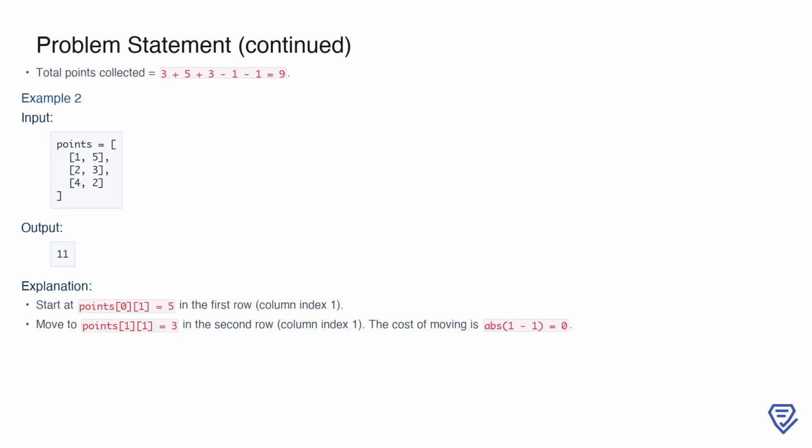When summing everything up for this example, the total points collected are 3 plus 5 plus 3, and the total movement cost is 1 plus 1. Subtracting the costs from the collected points gives a result of 9.